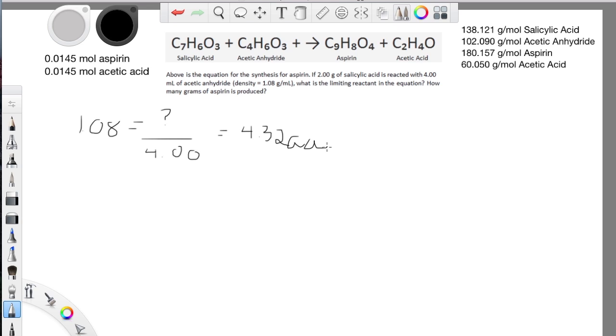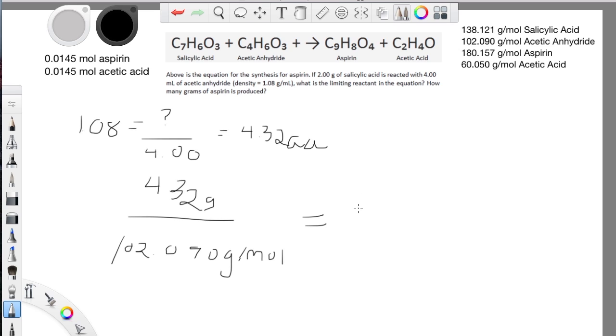Now we need to do the same thing that we did with the salicylic acid to find the moles that we have. So we're going to start with 4.32 grams. And as we can see up here, our molar mass is 102.090. And when we calculate that, we figured that we have 0.0423 moles.